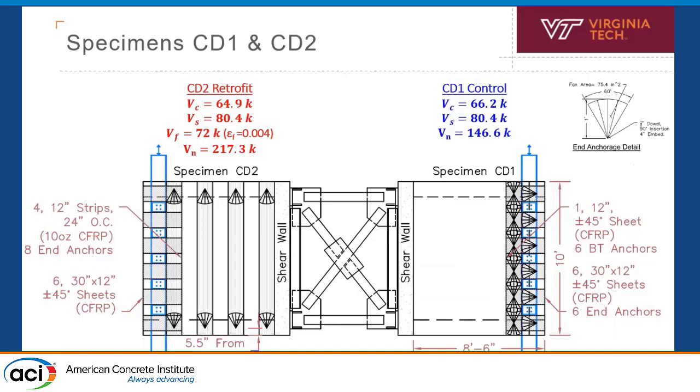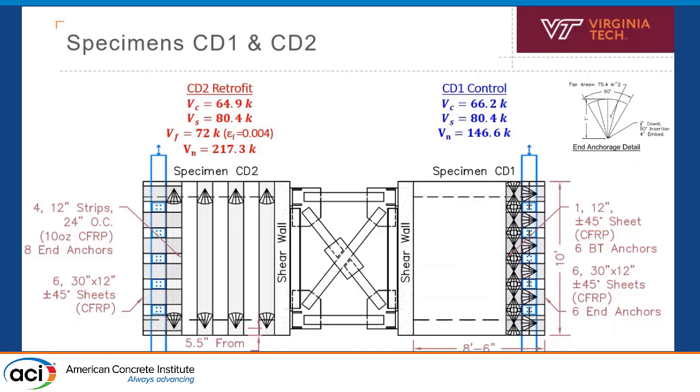You got the same exact concrete and steel configuration, but now we're running 12-inch CFRP strips, 24 inches on center, and we've got an end anchorage detail here at the top right, you can see. And those are on each end of the fabric, about 5.5 inches from the edge of the slab.